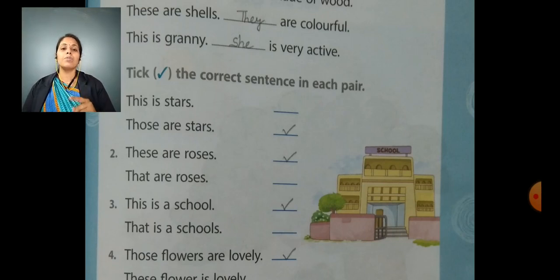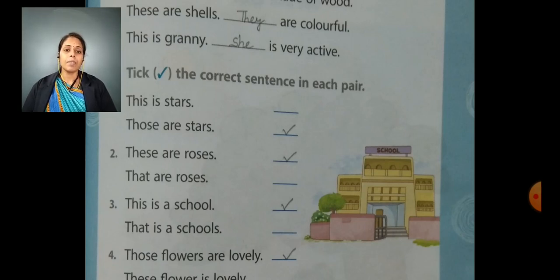Okay, and when you see more than one, there you can use these or those. So here we are talking about the stars. This is stars. The stars are more in number. So this is not correct for the stars, so those are stars. Okay, those are stars means वे सब तारे हैं. So for stars, those will be correct, so in that sentence we can put the tick.